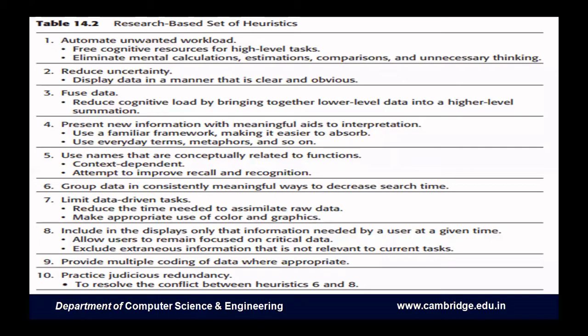So next one, include in the displays only that information needed by the user at a given time. So always make sure on the screen which is required only display that information, not all the information. Then provide multiple coding of data where appropriate. So when it is required, provide more data, or else don't provide that one. Practice judicious redundancy, right? Because now when there is grouping of data, that is alignment and for displaying, right? So you should have a proper method which helps to resolve that conflict between group data and the common information to be displayed. Alignment problems and border problems.